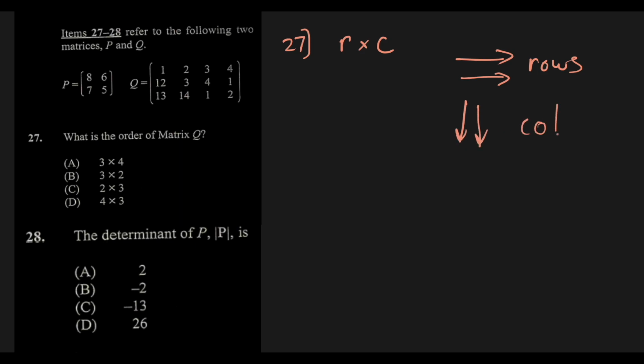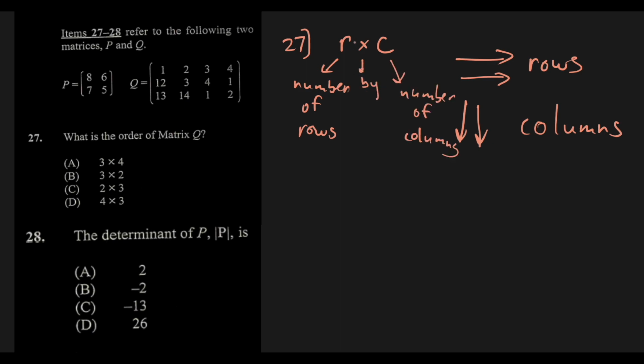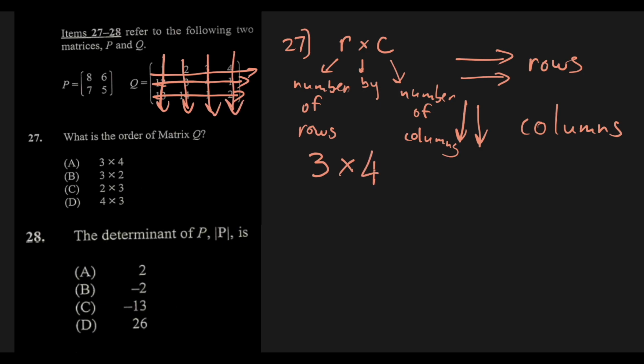So that's columns. So the question is, R, what is that? C, what is that? This is the number of rows by the number of columns. So what do we have for the number of rows for Q? Q would be 1, 2, 3 rows. Okay, so we have 3 rows by the number of columns. So what are the number of columns? We have 1, 2, 3, 4 columns. So it's going to be a 3 by 4. So therefore, our answer would be a 3 by 4 for the order of matrix Q.